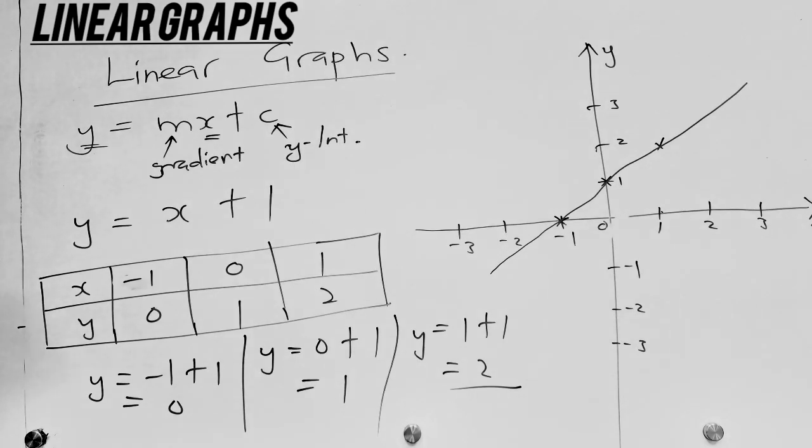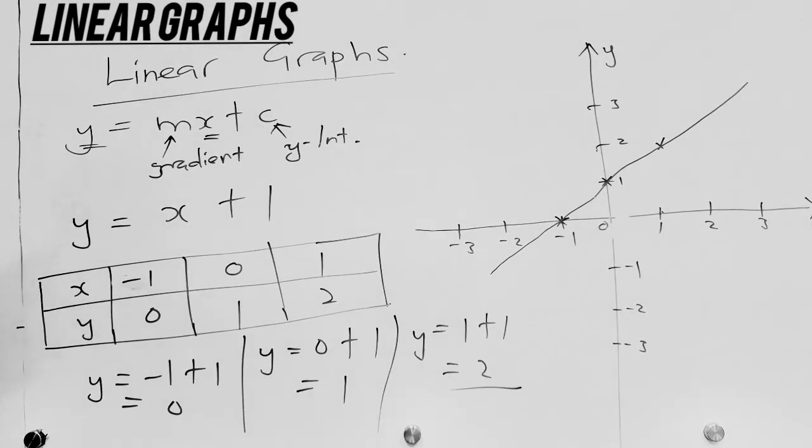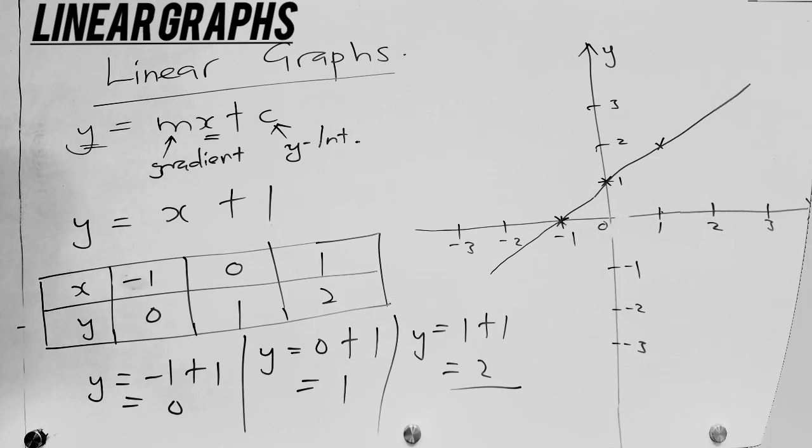So you can see this one, I said, is the y-intercept, which is the point where the graph cuts the y-axis. There it is. It is cutting at 1, which is here. Alright. Let's see the next part in the next video of linear graphs.